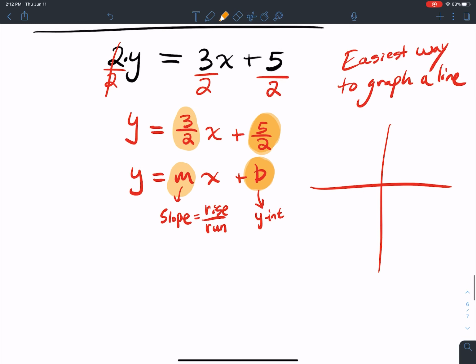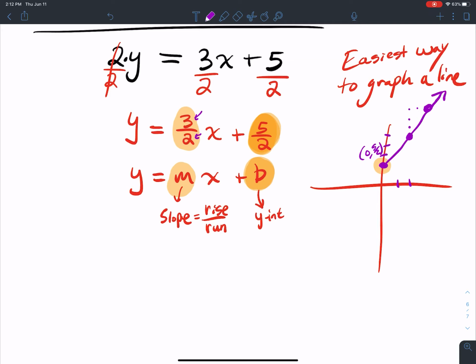So where do we cross the y-axis? We cross it at 5/2, so that's about like right there. So say I have a line that's crossing through at (0, 5/2). Now, rise over run, I rise 3, run 2. So I go up 1, 2, 3, and I run 1, 2, and I put a dot. I go up 1, 2, 3, and I go over 1, 2, and I put a dot.